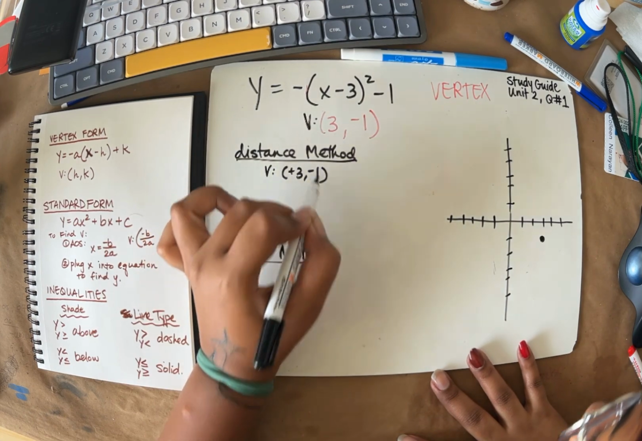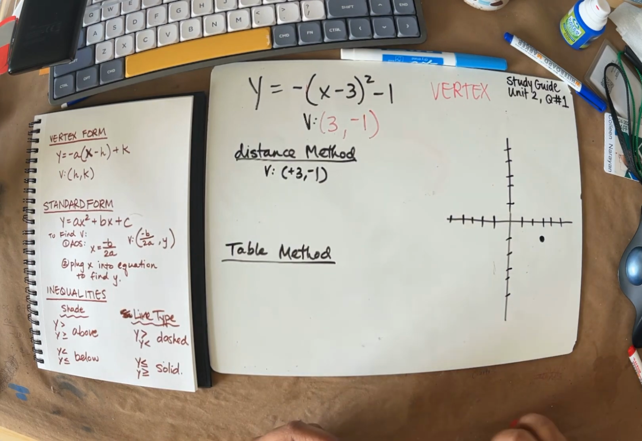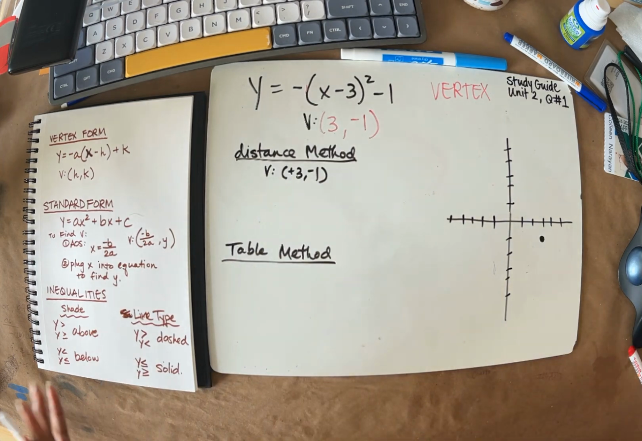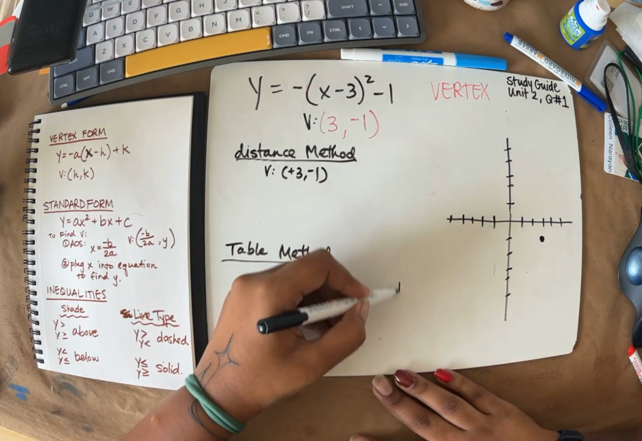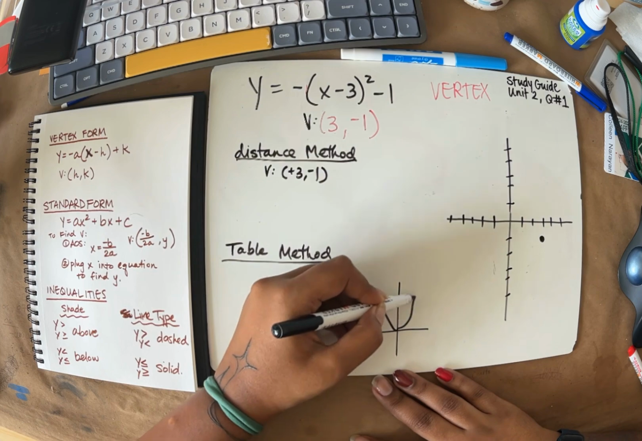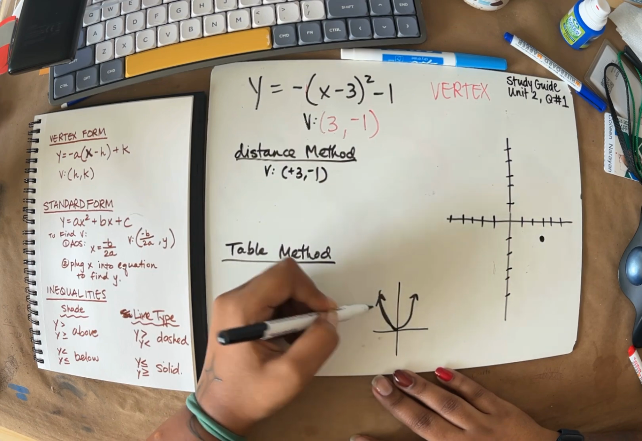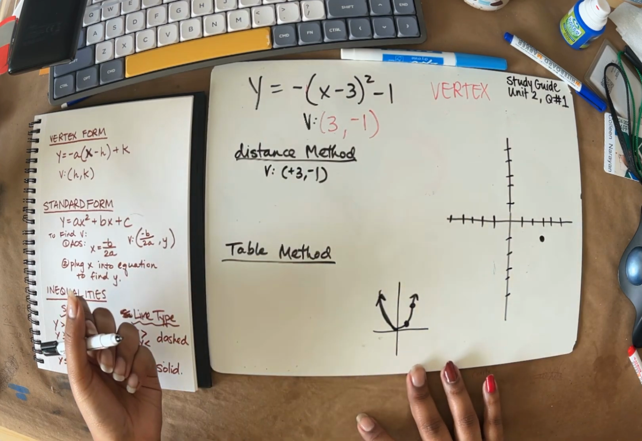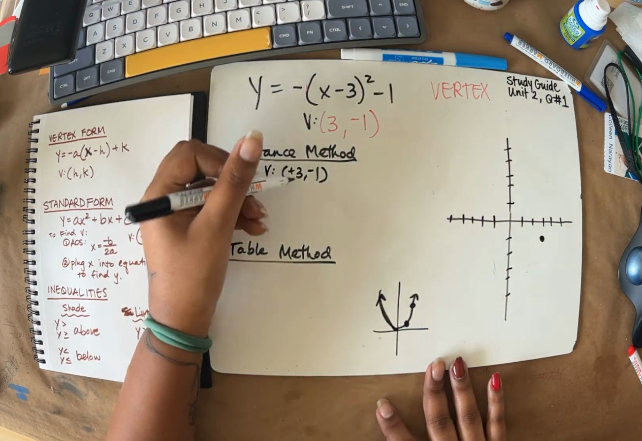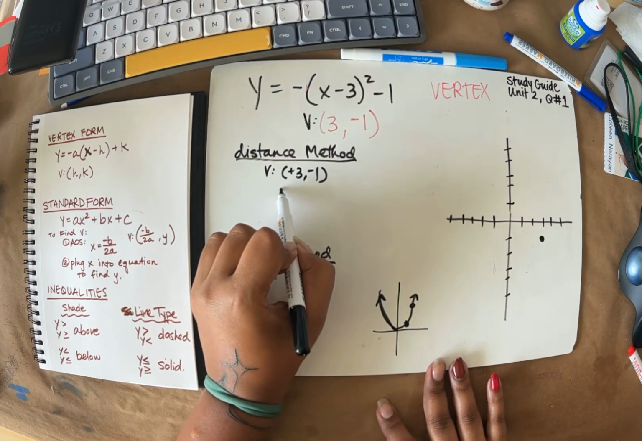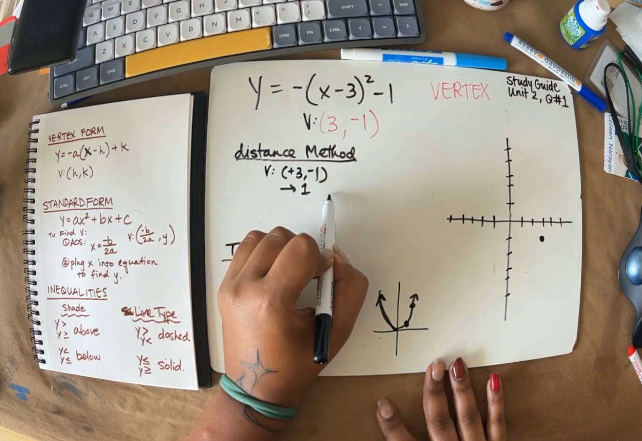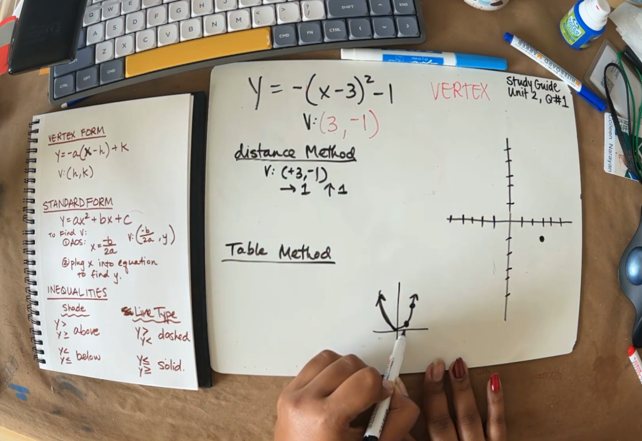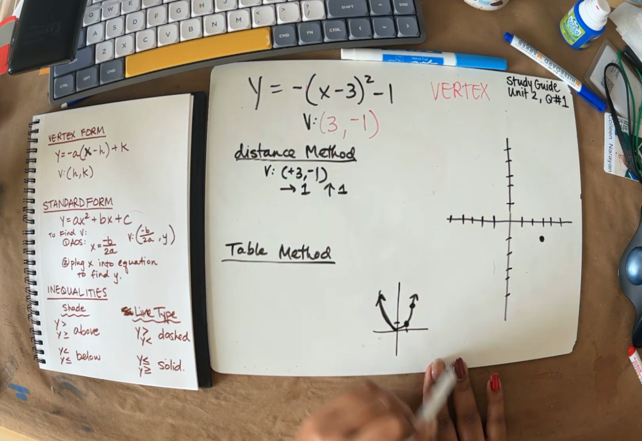Our distance method is based off of our vertex. This is positive 3 comma -1. We know that from if we were looking at our parent graph, our parent graph looks like this. And our distance between points is pretty standard. So it's going to be, from our vertex, right 1. And then I go up 1 unit usually. That's how we use it in our parent graph. This is 1 comma 1.